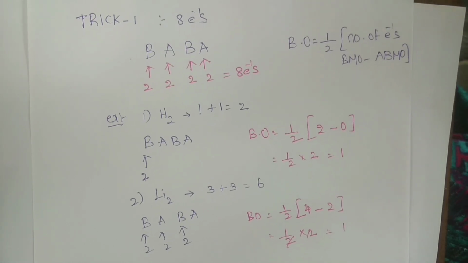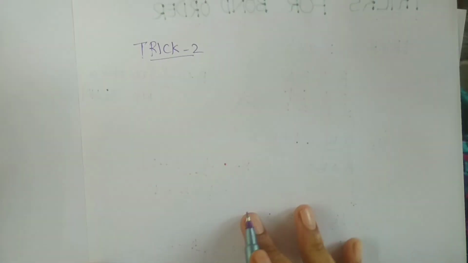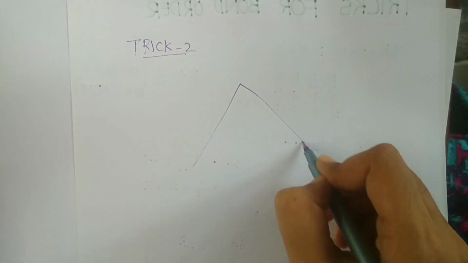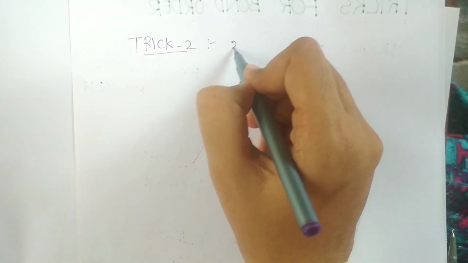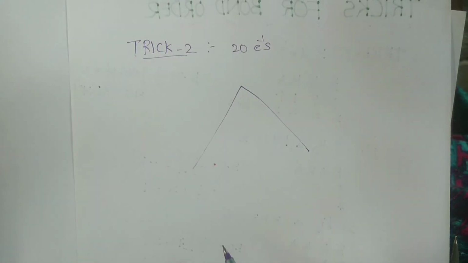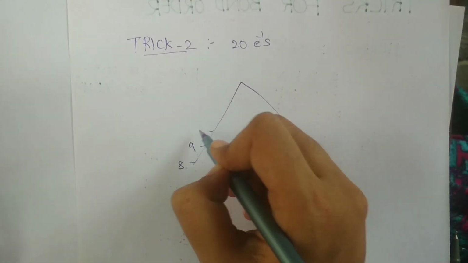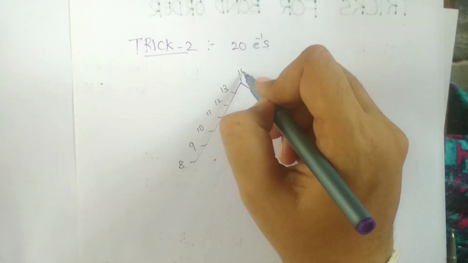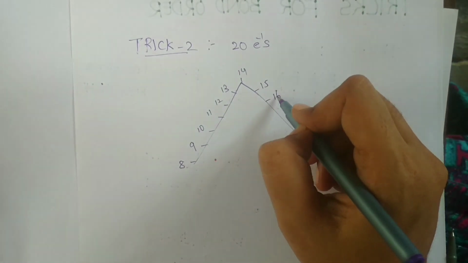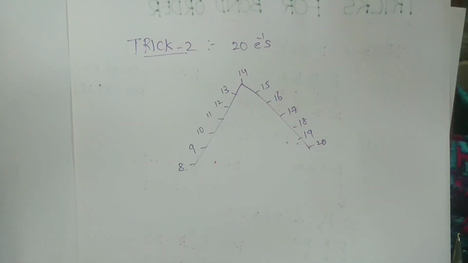Now we will go for trick 2. Trick 2 is also very easy. See how we will calculate the bond order. The trick 2 is applicable for the atoms which are having up to 20 electrons. So start writing from 8, 9, 10, 11, 12, 13, 14, 15, 16, 17, 18, 19 and 20.